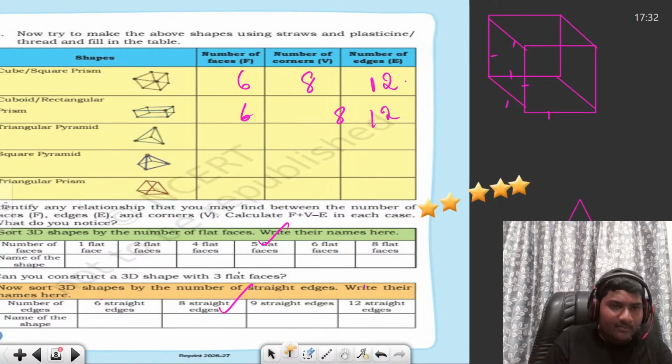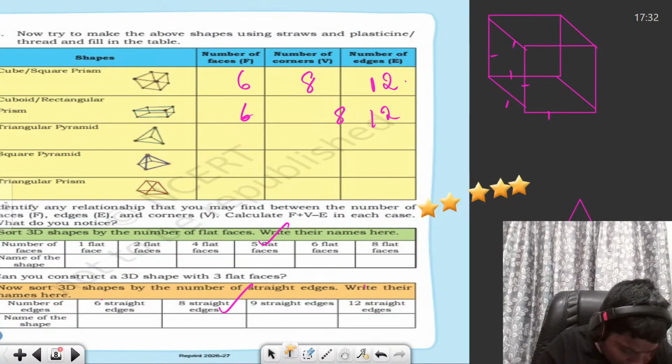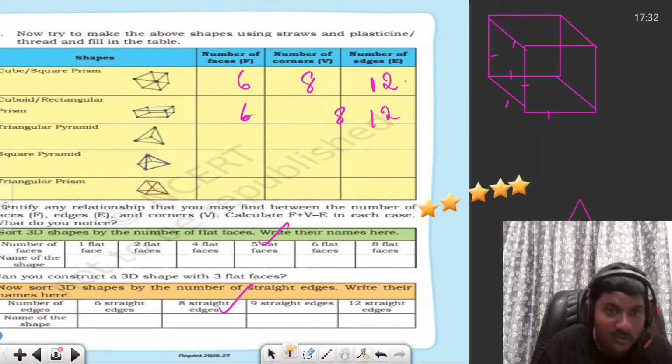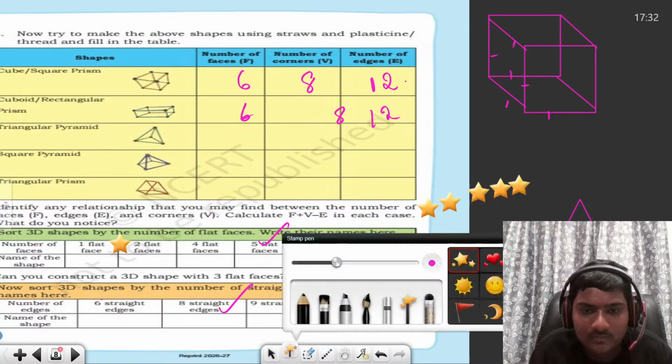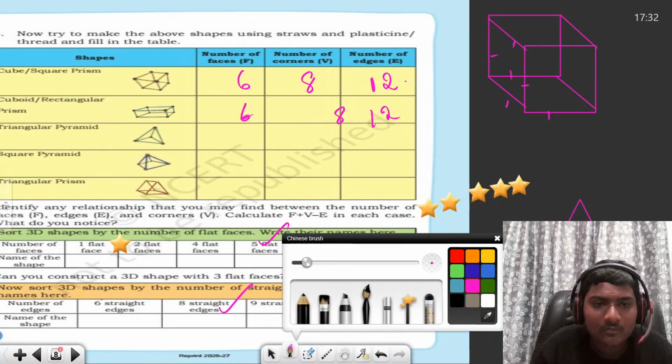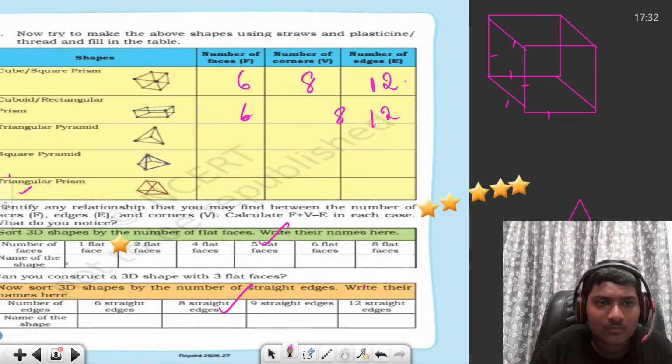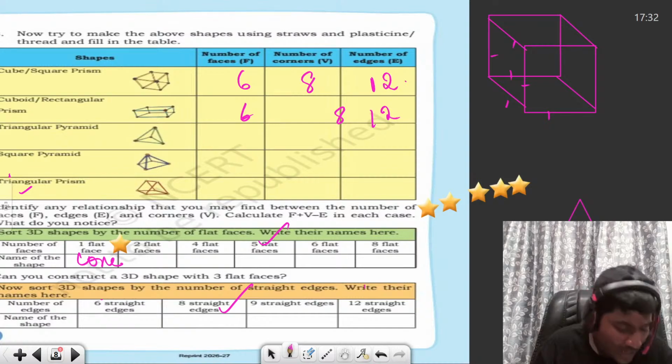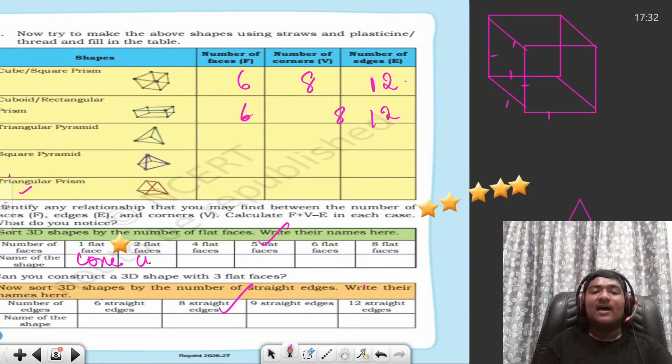So one flat face is the cone, children. Yes, this will be the cone. And the shape which has two flat faces, children, is the cylinder. Remember, this is very important.